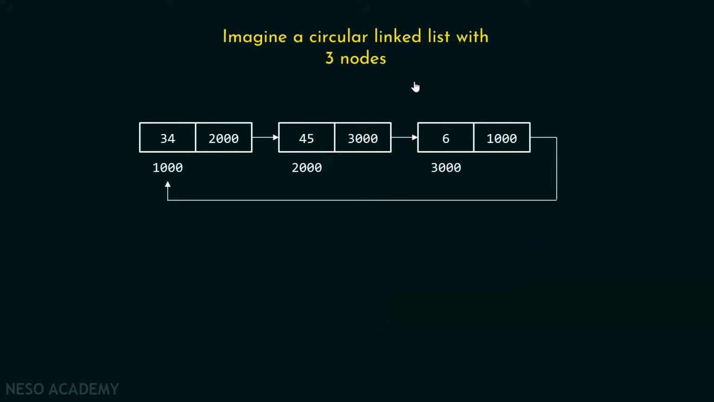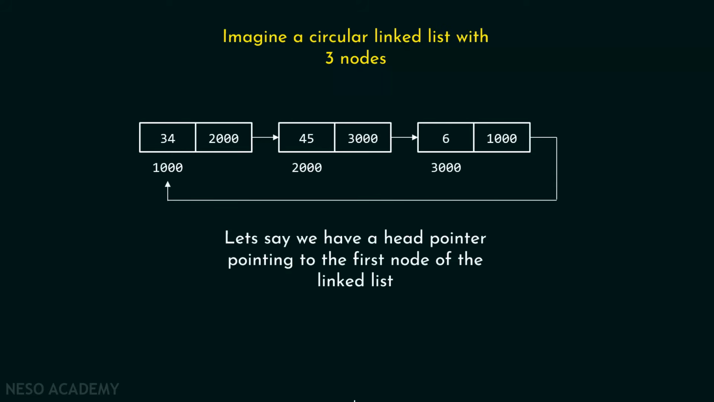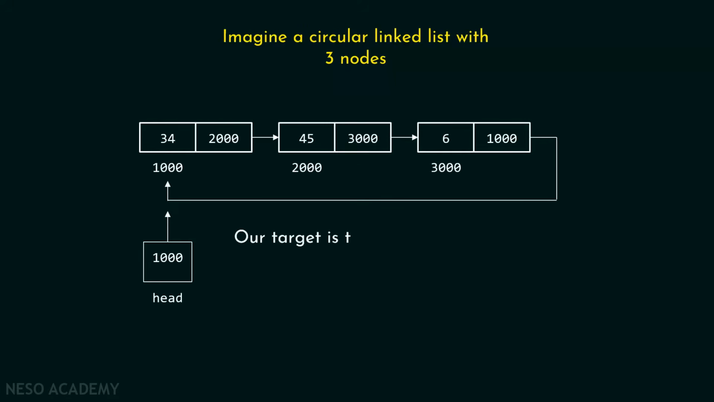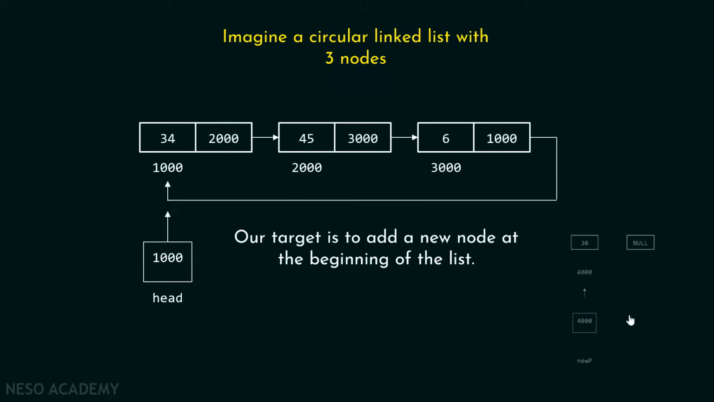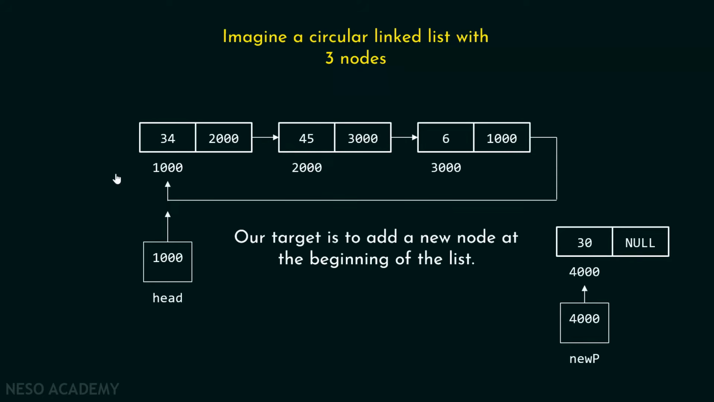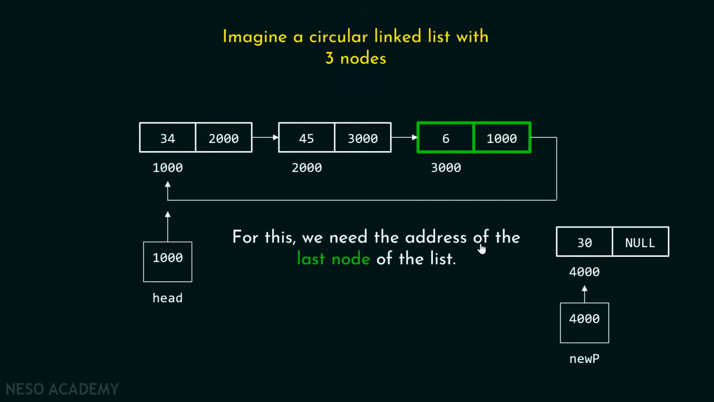Imagine a circular linked list with 3 nodes, and here this node is pointing to the first node. Let's say we have a head pointer pointing to the first node of the linked list. Our target is to add a new node at the beginning of the list. For this, we need the address of the last node of the list.